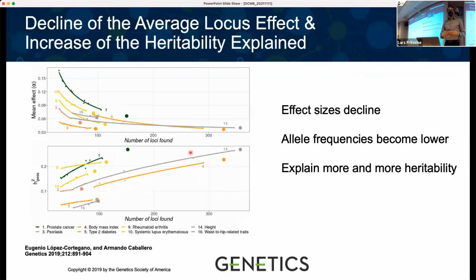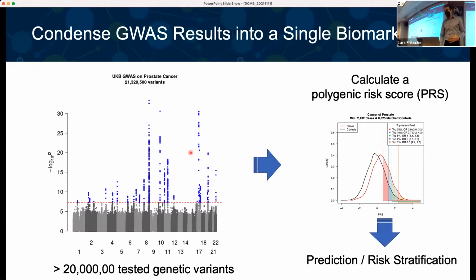But still, even if the effect sizes are not that strong, and each single variant can explain only a very small part of the susceptibility of a disease, overall, the number of loci themselves explain more and more of the heritability. And so we want to capture this heritability to make risk predictions or offer risk stratification. And so the way we are going to do this is we're condensing the findings from a GWAS into a single biomarker.